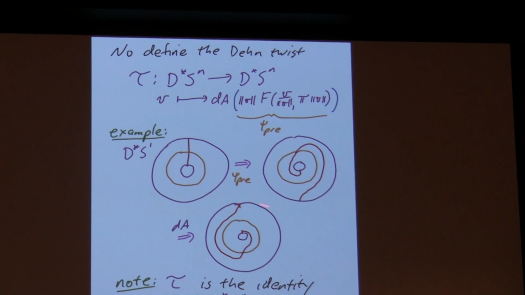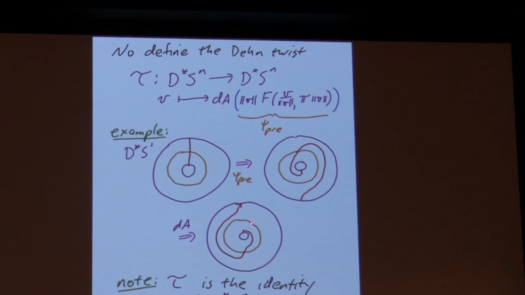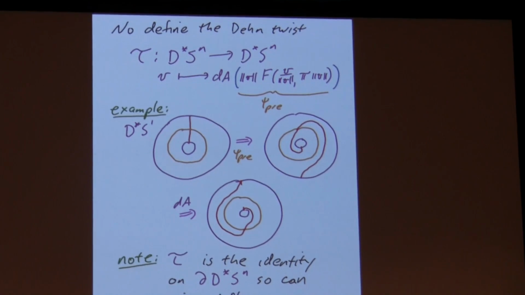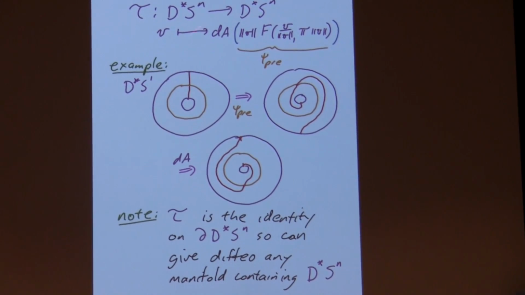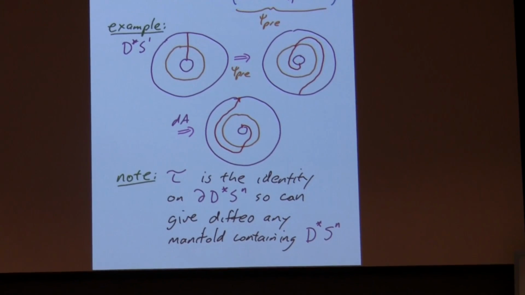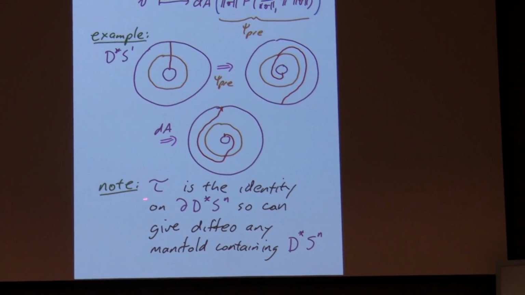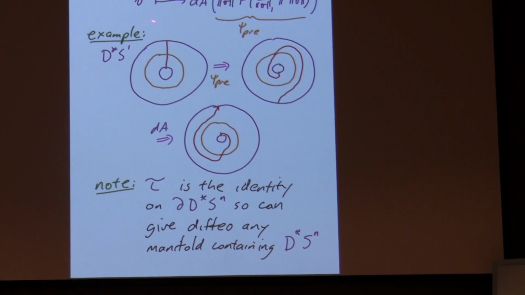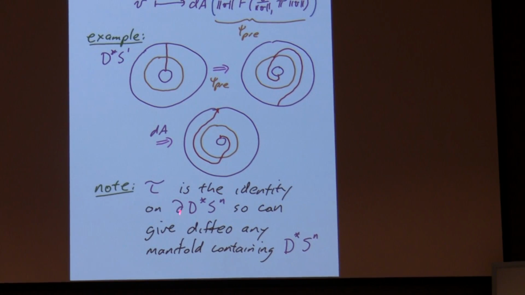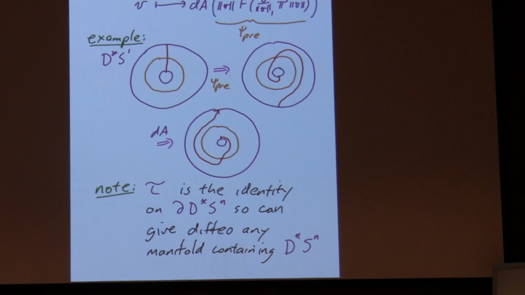So this is the image of what happens if you do this for the S1 for this part of the map. And then when you apply dα, the derivative of the antipodal map, you get this picture. And that's, of course, the very familiar Dehn twist picture in 2 dimensions. But this is a nice formula that gets it to work in all dimensions. And of course, notice that this Dehn twist is the identity on the boundary of our unit disk bundle. So as long as you see this unit disk bundle sitting in any high-dimensional manifold, you can then extend τ to be the identity outside of there, and you have a well-defined diffeomorphism on your manifold, right?